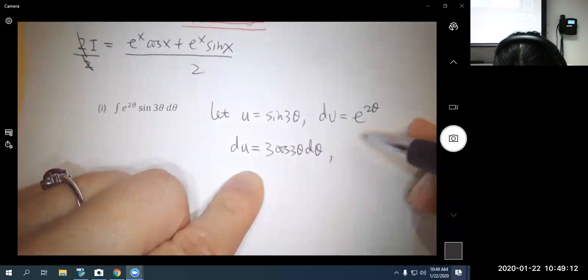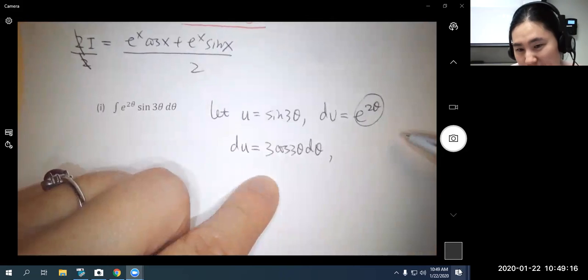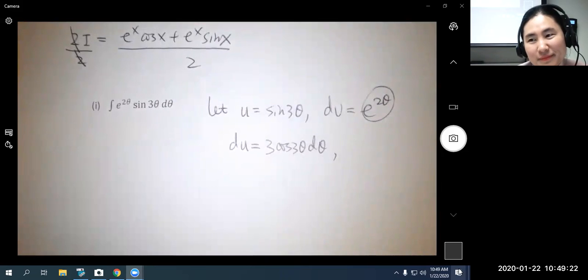How about the antiderivative for e to the 2 theta? Tell me. Anyone? Online?